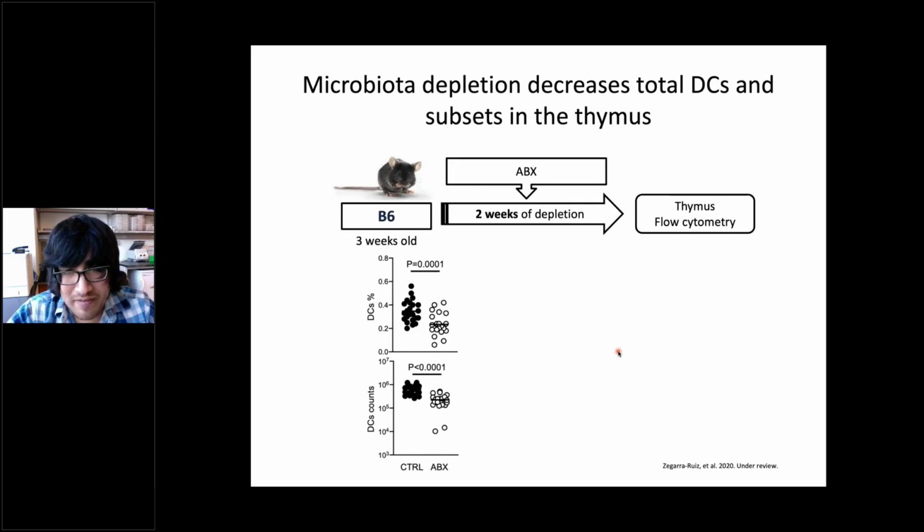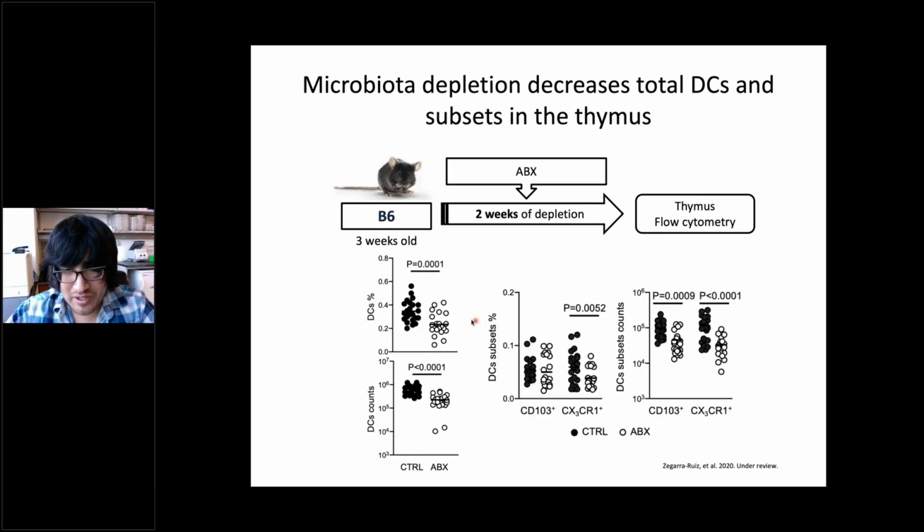To test what effect depletion of gut microbes had on total dendritic cells in the thymus, we depleted the gut microbiota for 2 weeks with antibiotics given at weaning, and then we analyzed frequency and numbers of total dendritic cells, and we see a significant reduction, which was mainly triggered by a decrease in CX3CR1 positive cells. But in numbers, since all of the dendritic cells were going down, so were the CD103s and the CX3CR1 positive cells.